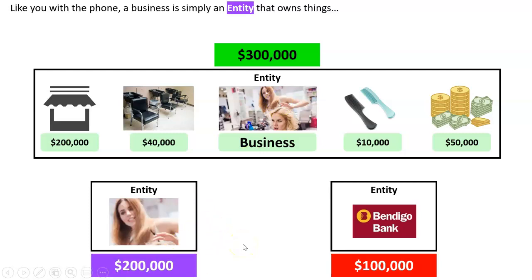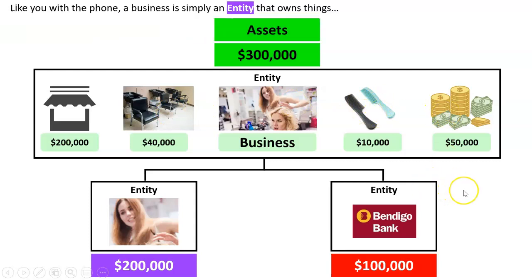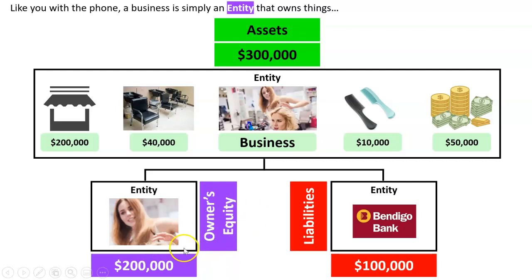What do we mean here? Well, I guess what we're saying is, if you look at this, all these things that the business owns, the property, the equipment, the combs, the money, they are assets. This debt that it owes to the Bendigo Bank, we looked at the definition of a liability, that clearly meets the definition of a liability. How much does this woman actually own of the business? How much does the owner own here? Well, that's what we call owner's equity. And in this case, it is $200,000.